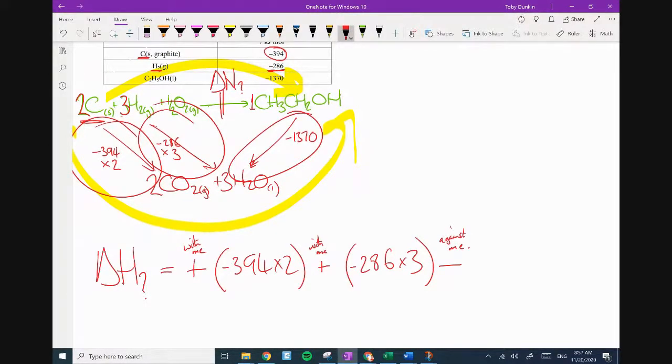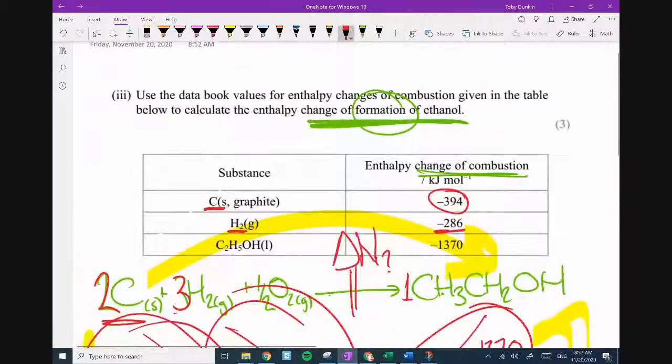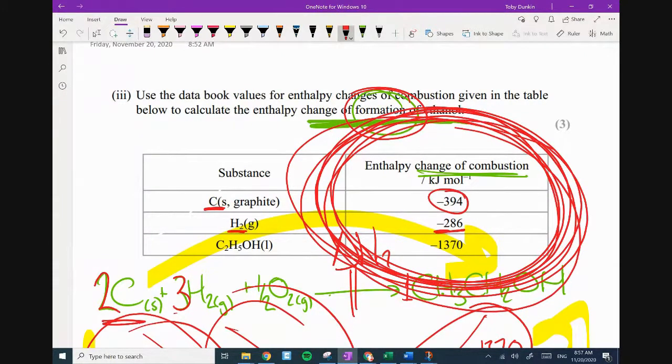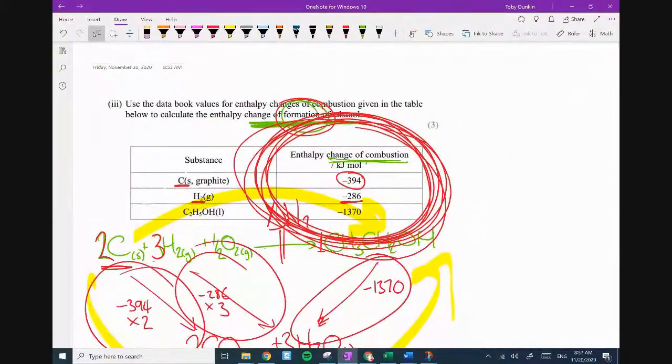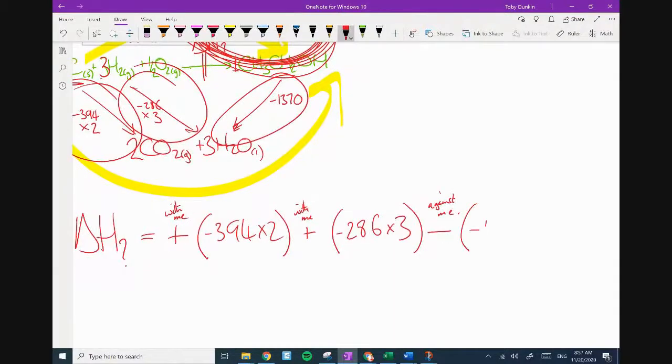Why are the arrows pointing down if it says it's formation? Winkit, great question, thank you. Because in the question, it's asking you to work formation out, but the data, Winkit, it's all about the data. The data decides on the cycle and the arrows. Good question, I'm glad you asked. Minus brackets, minus 1370, and I'm done.